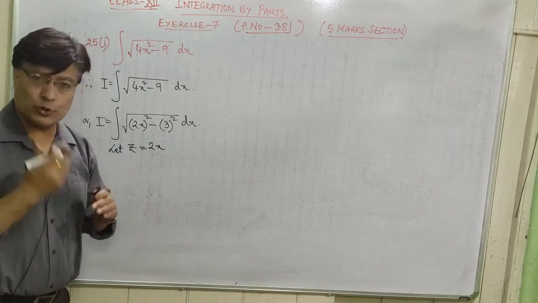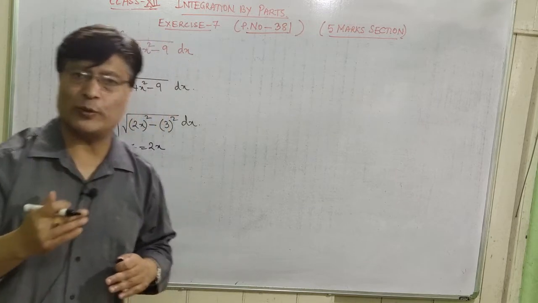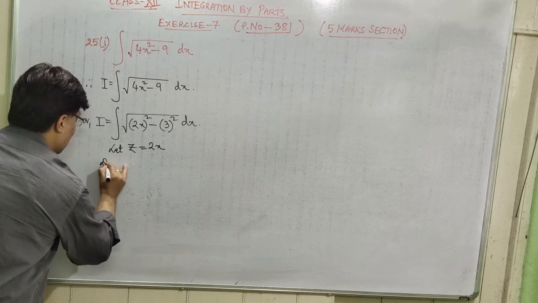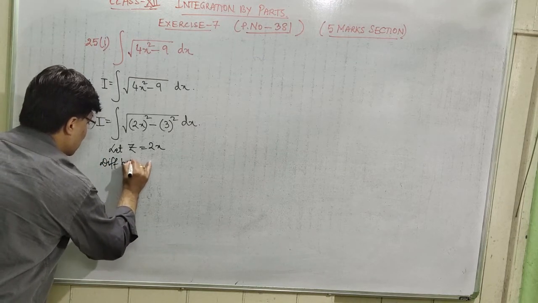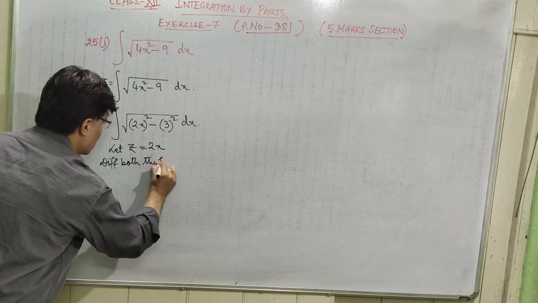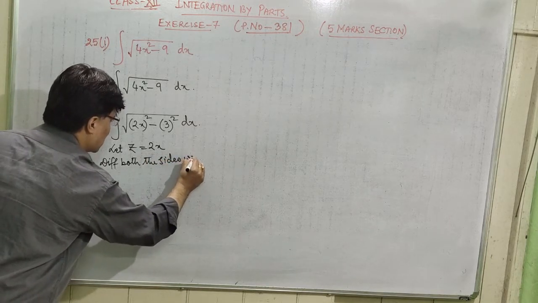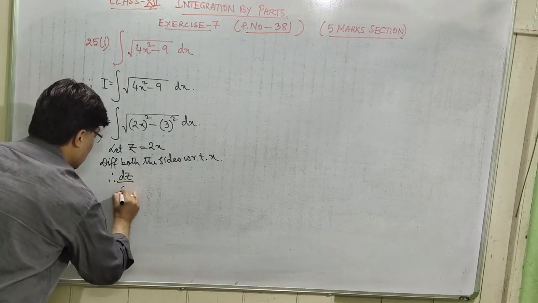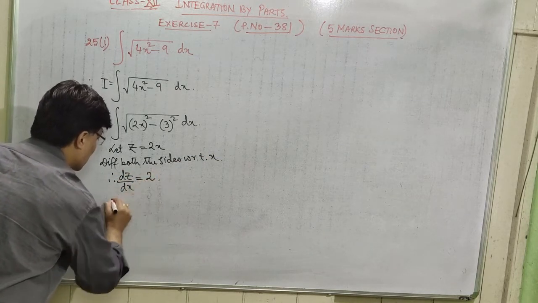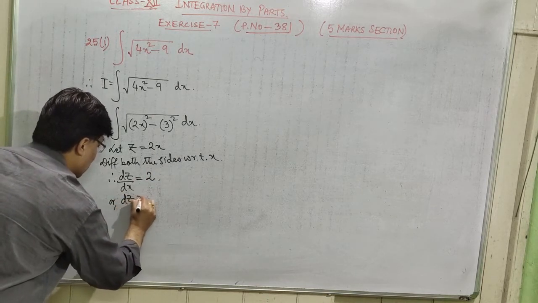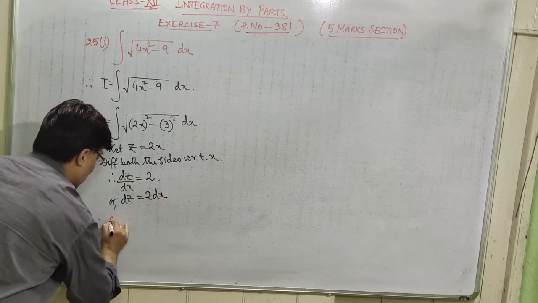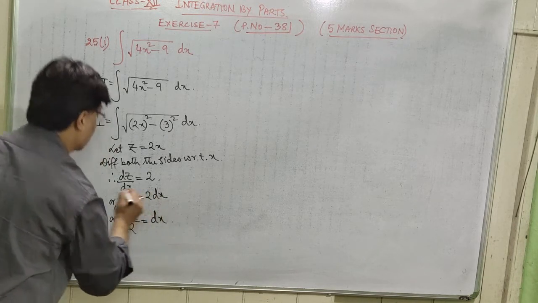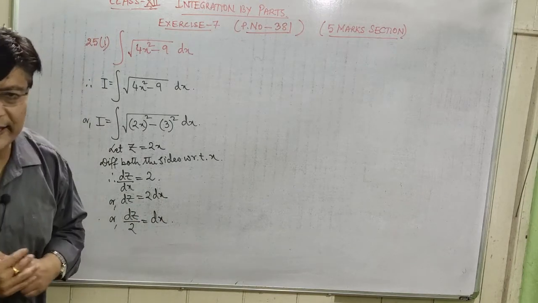So if you do the method of substitution, that is z is equal to 2x, you have to use differentiation with respect to x. That is, differentiating both the sides with respect to x. Therefore, dz by dx is equal to 2. Now cross multiply, dz is equal to 2 dx. Let us find out the value for dx here. So it is dz by 2 is equal to dx. Is that clear?